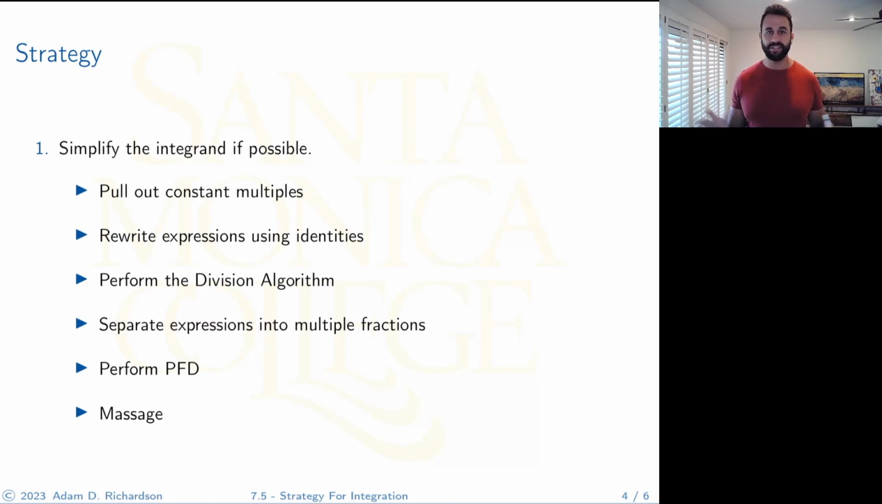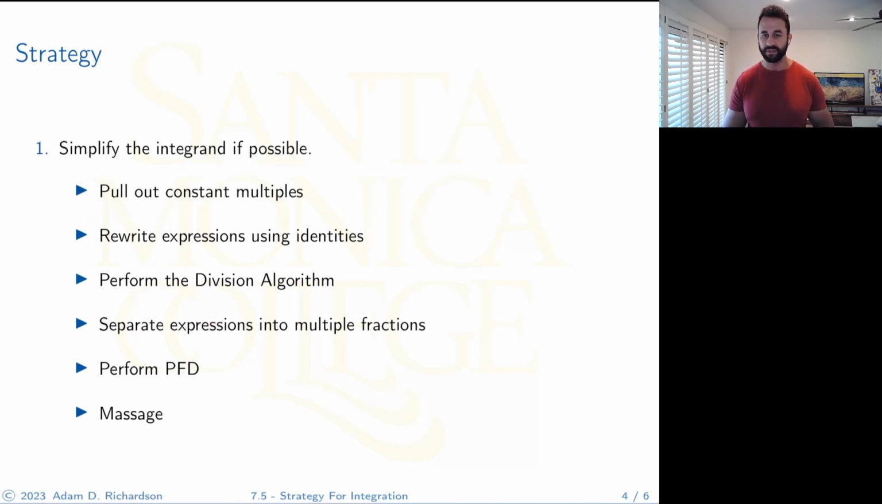There's not a ton of strategy to evaluating integrals, but there are some basic guidelines. So first of all, and I'll say this in the activity as well, simplify the integrand if it's possible to do so. Maybe pull out constant multiples. So if you see that you can pull some number out, you should pull that number out.